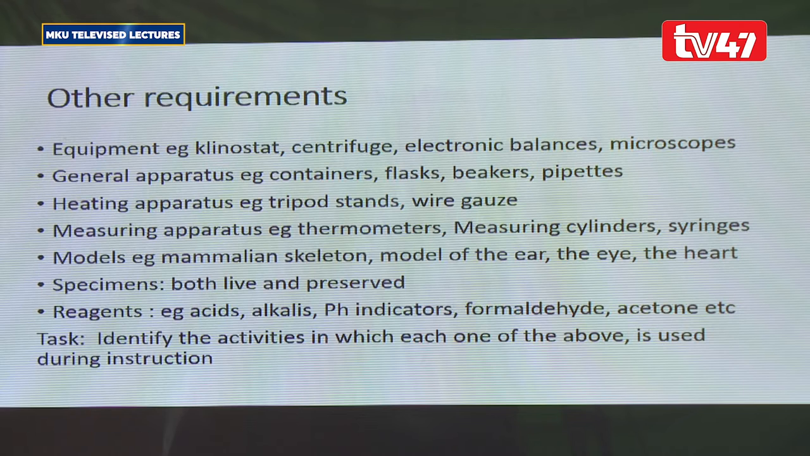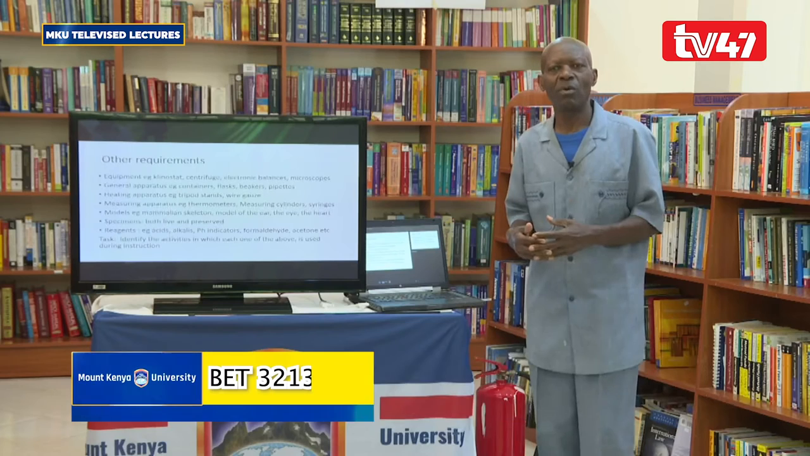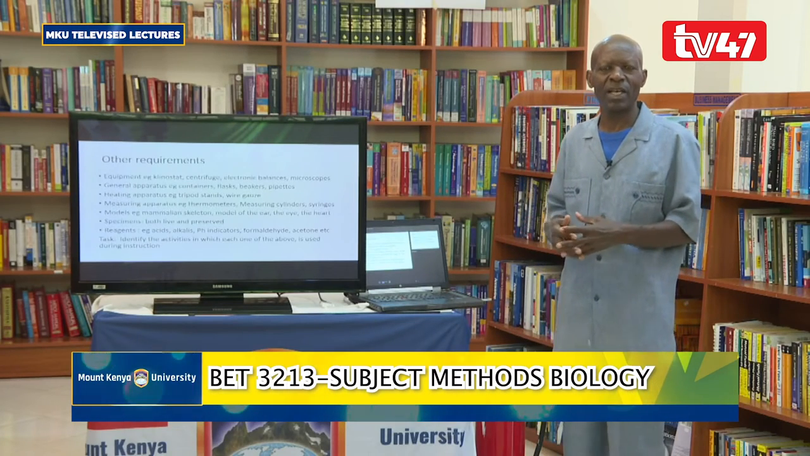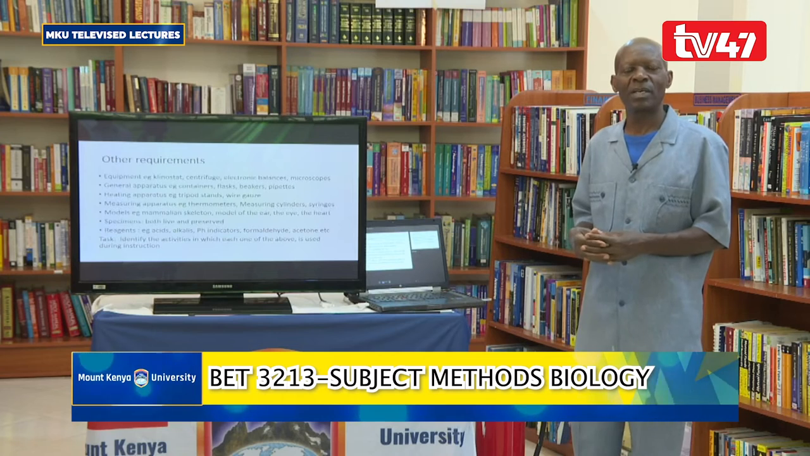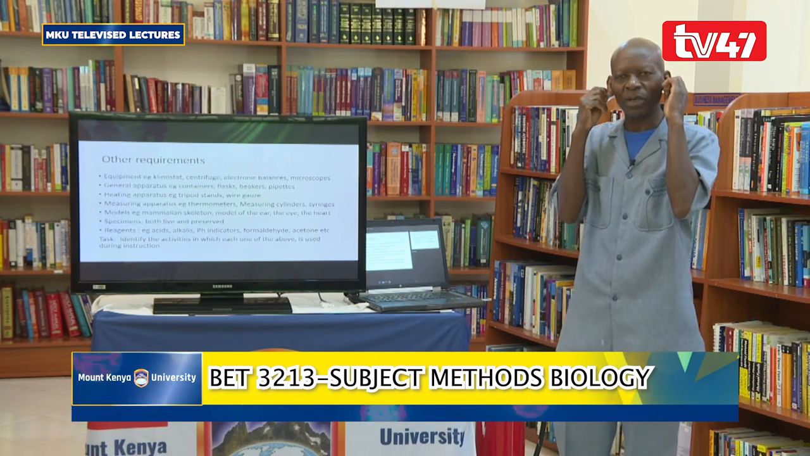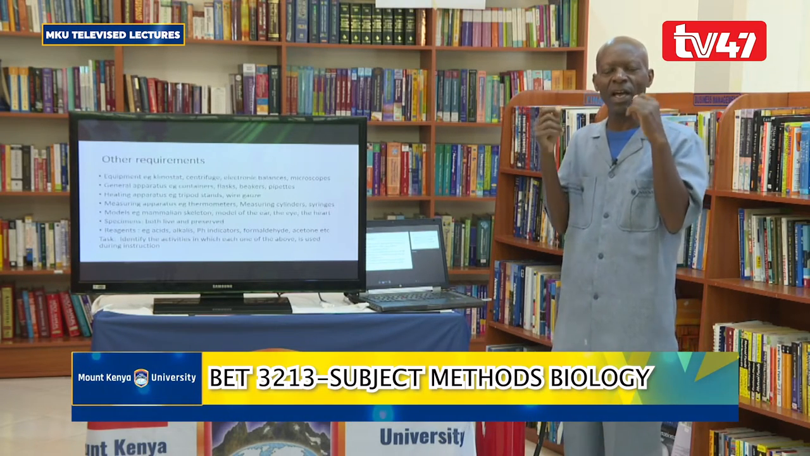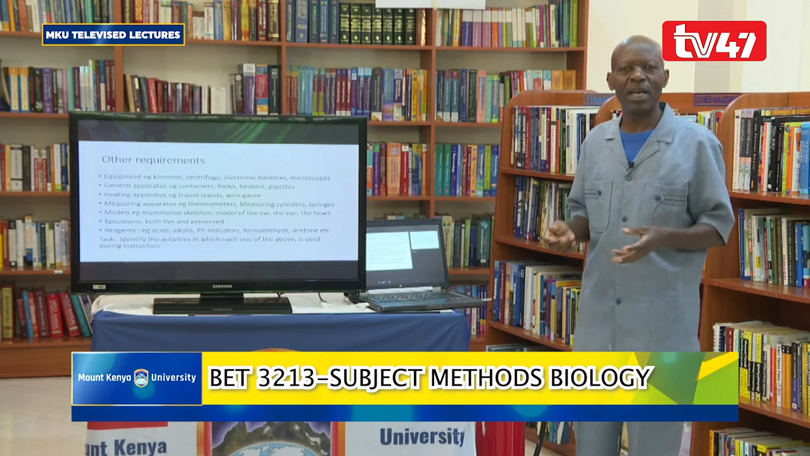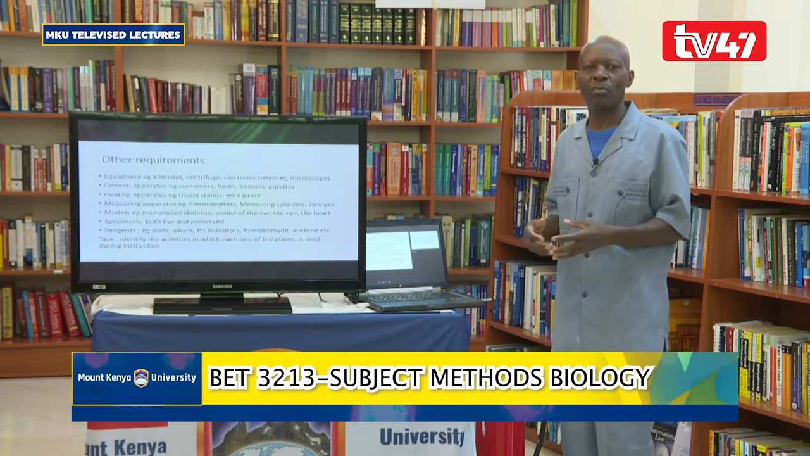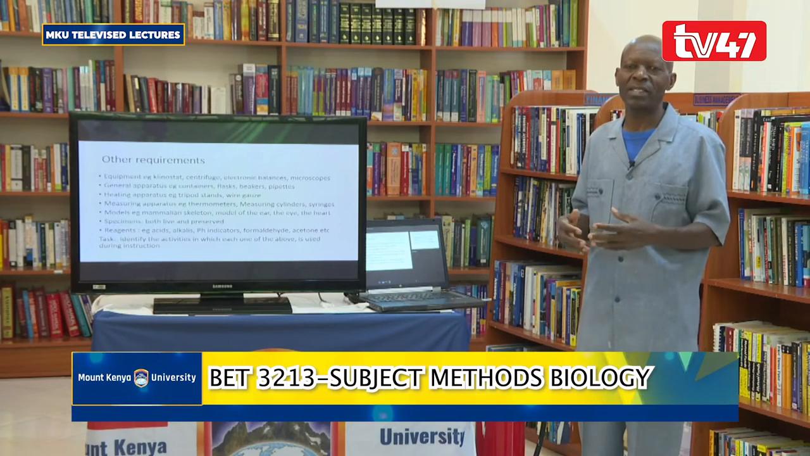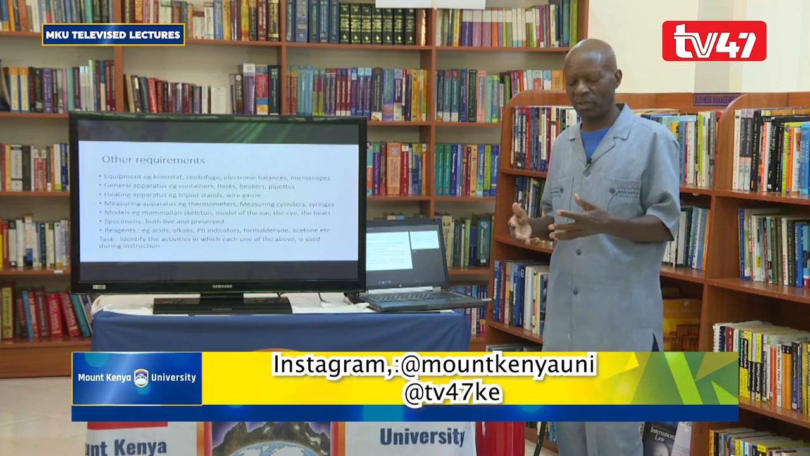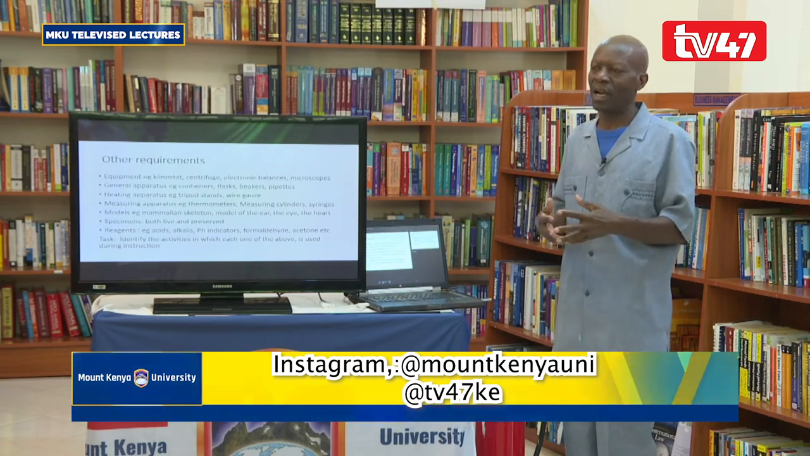Then the models. Sometimes you may not have the actual specimen, but you can use a model. Models of the mammalian skeleton that are very common in laboratories. You may have a model of the ear when you are talking about the anatomy of the ear, the eye, the mammalian heart. Those models help the students to understand the structure of that organ much better.